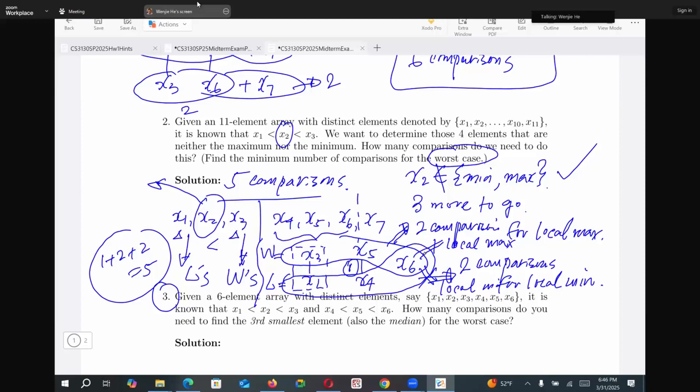Then you can choose, for example, X5 as local maximum, and here X1 as local minimum. Then this strategy forces you to 2 comparisons in the winners group, 2 comparisons in the losers group, to maximize your work, right? You need to do 4 comparisons to get the local maximum and local minimum, plus 1 in the tournament, total 5. 5 covers the worst case. That's the worst case. All right?